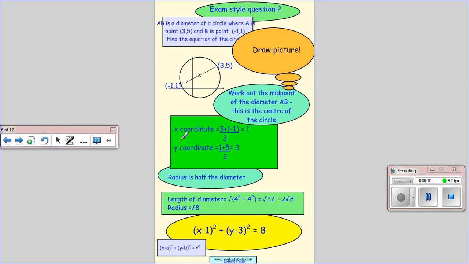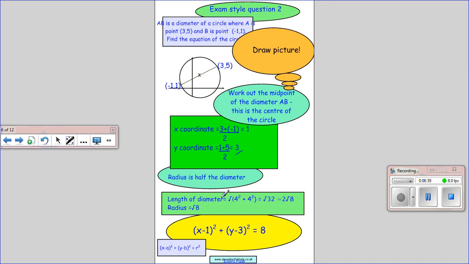So from what we did before, to find the midpoint of the line, the x-coordinate is given by the average of the two x-coordinates. So that's 3 plus -1 over 2, which will give you 1. And then the y will be the average of 5 plus 1, which is 6, over 2, which is 3. So now we've got the center of our circle.